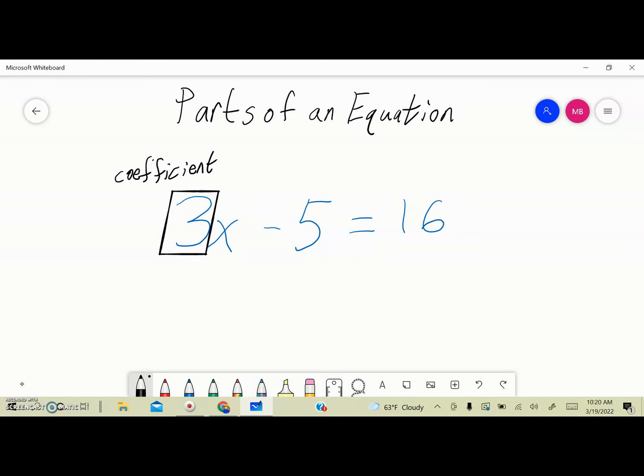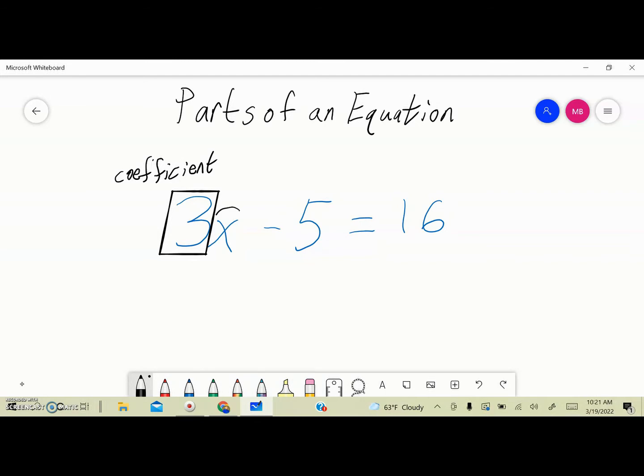Now our coefficient is a number attached to a variable. It's attached through multiplication. But coefficients always have a variable next to them. They're never without one. Okay?